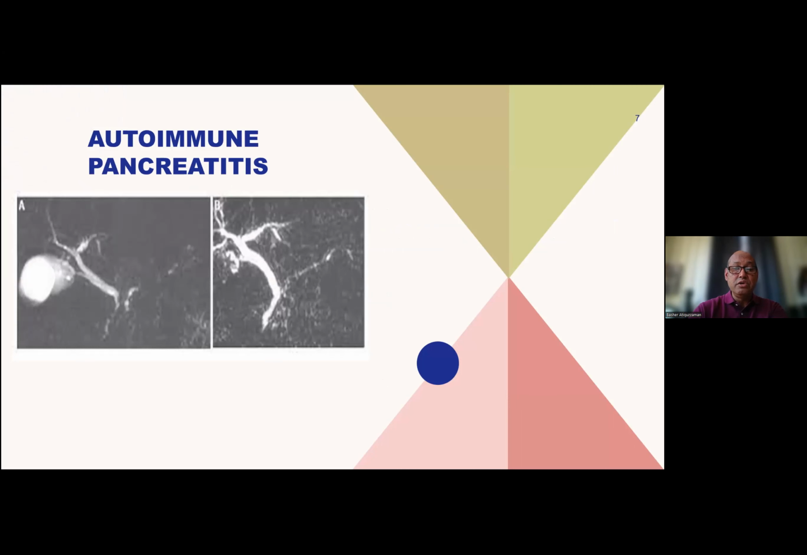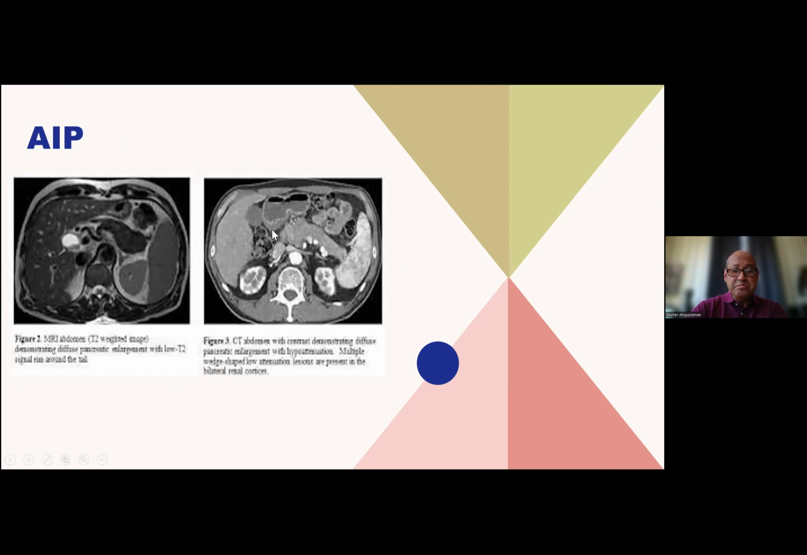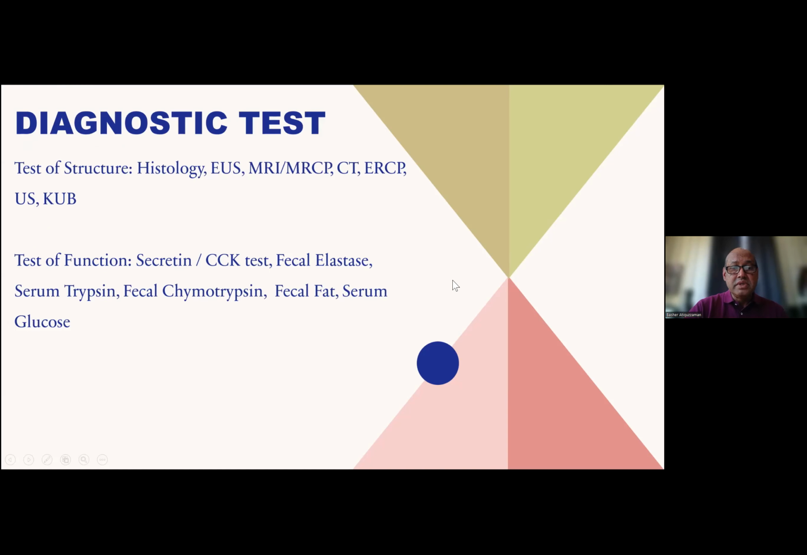And this is how it looked on an MRI, where you can see definitive irregularity of the pancreatic duct. You can see some cutoff of the pancreatic duct right in this area. Also, you can see this big sausage-like, swollen pancreas. Sometimes you can also see a dilated pancreas as well.